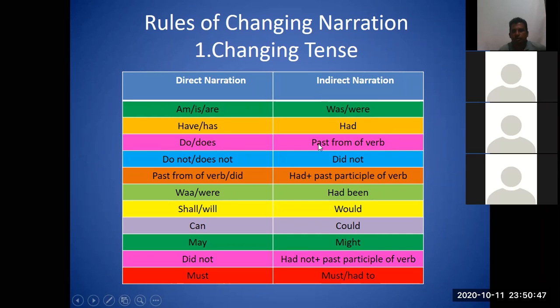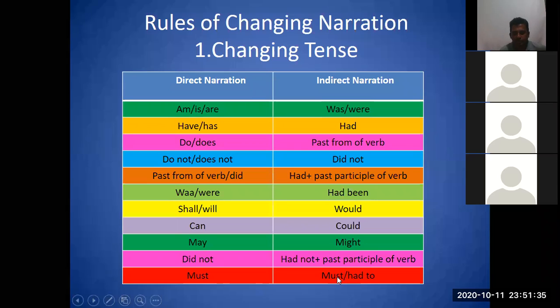Do, does will be changed into did, and do not, does not into did not, past form of verb. Did, had plus past participle of verb. If we say give, it will be transformed into gave, and gave will transform into had given, etc. Was, were will be converted into had been. Shall, will, would, can, could, may, might, did not, had not plus past participle of verb. Must, had to.